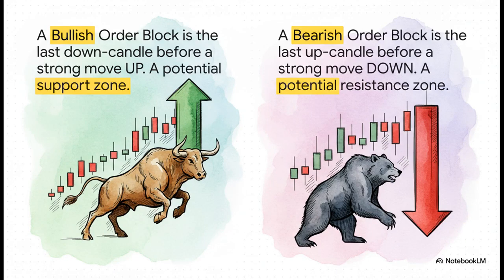And there are really only 2 types you need to be hunting for. You've got your bullish order block, which is the last down candle right before a powerful move up. That's the final moment of selling before the buyers just took complete control. Then you have the opposite, a bearish block. That's the last up candle before the price tanks. It's that last little gasp of buying before the sellers came in and took over.